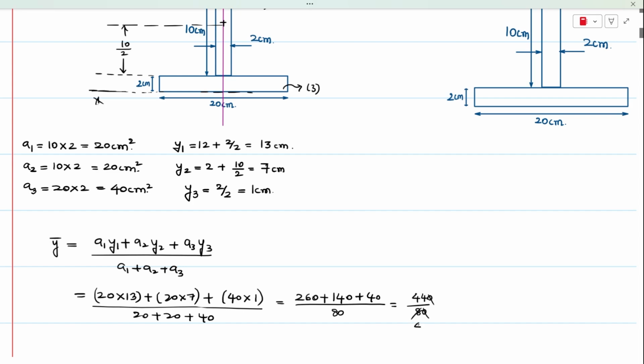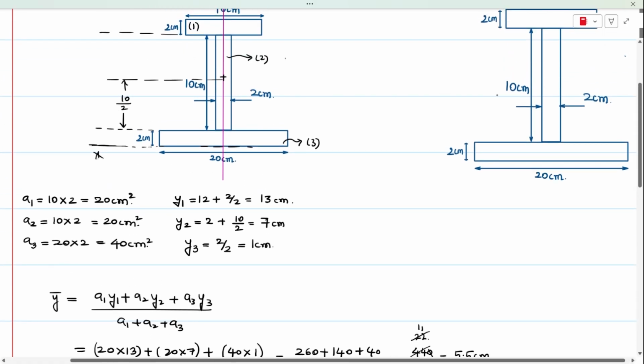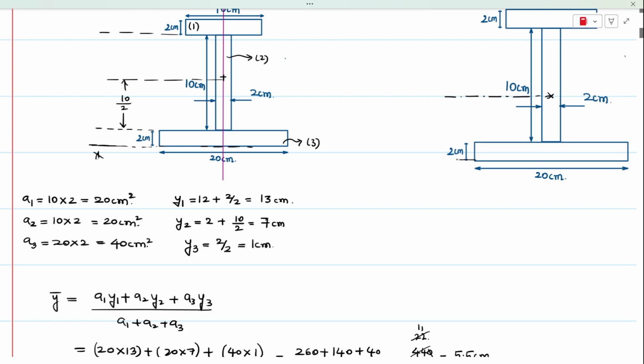So this is 2 4s are 8 and this is 2 22s. Next is 2 2s are 4 and this is 2 11s. So this will be 5.5 centimeters from the ground. So the centroid, the total center of gravity, is at a distance of 5.5 centimeters from the ground, or from the base or the bigger flange.